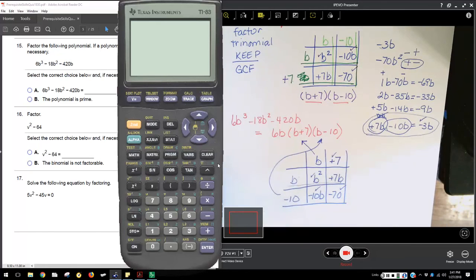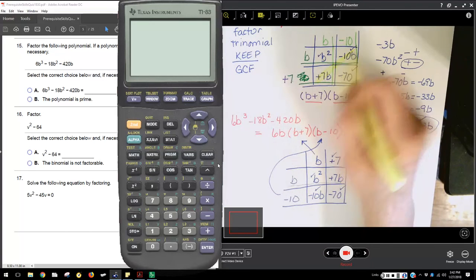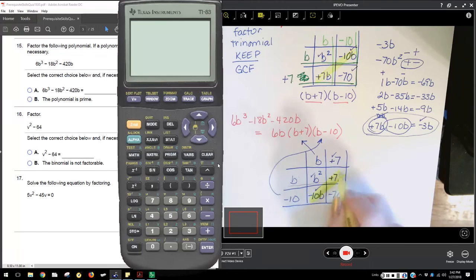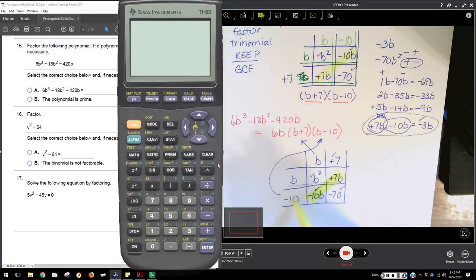So that's why it really doesn't matter which two boxes you put those two factors in. You can put them in either set of boxes as long as you remember you factor this way, this way, this way, and this way. You'll get the right set of binomials.